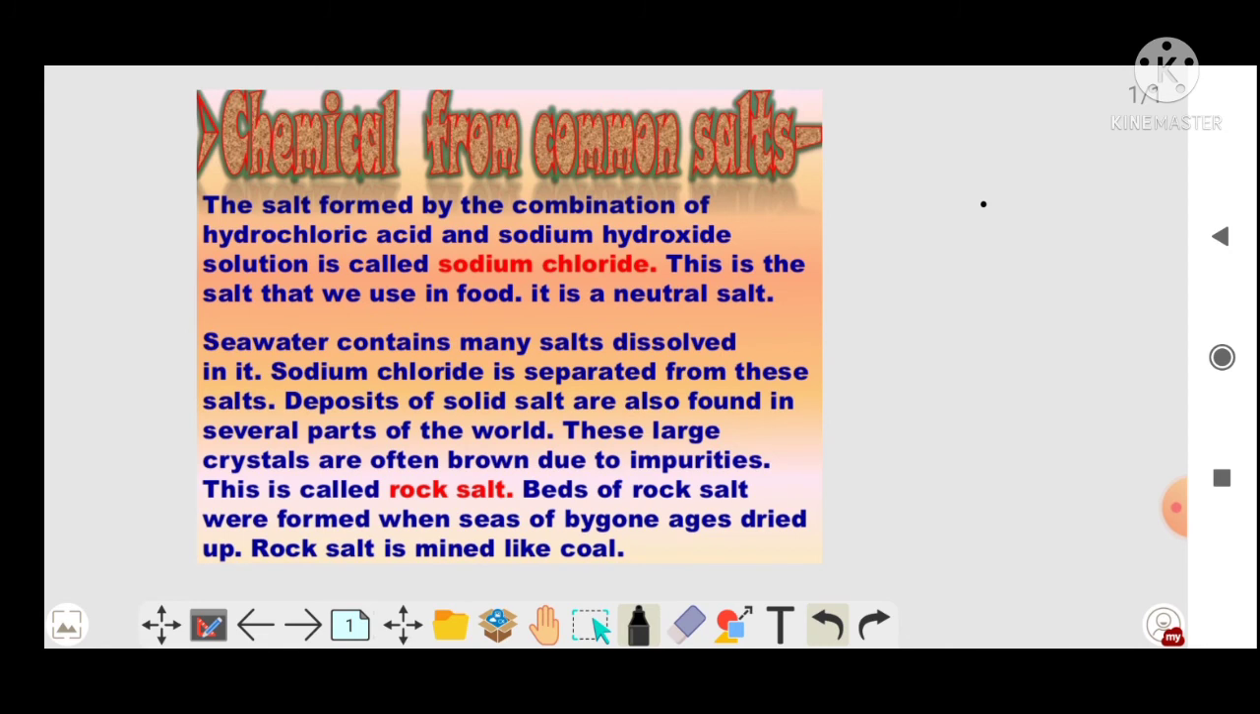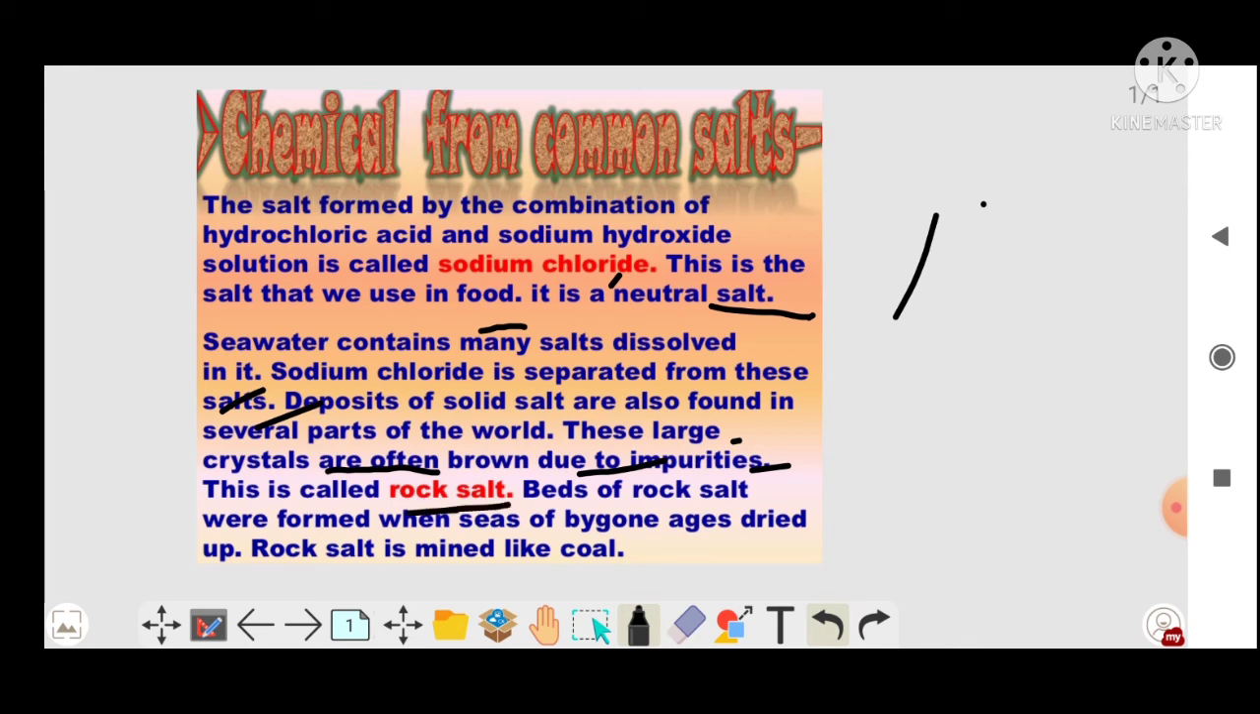The salt formed by the combination of hydrochloric acid and sodium hydroxide solution is called sodium chloride, and this is the salt that we use in food, and it is a neutral salt. Seawater contains many salts dissolved in it. Sodium chloride is separated from these salts. Deposits of solid salt are also found in several parts of the world. These large crystals are often brown due to impurities.